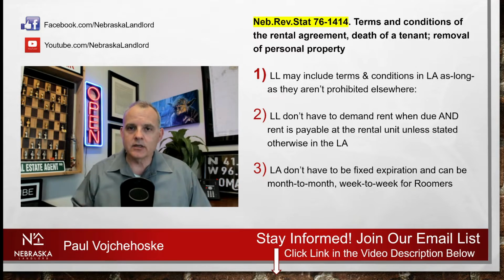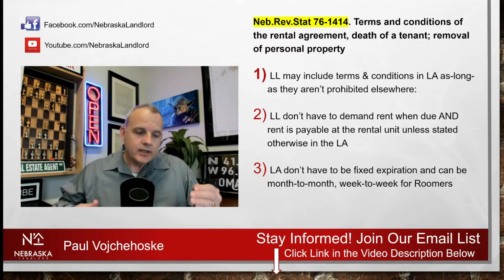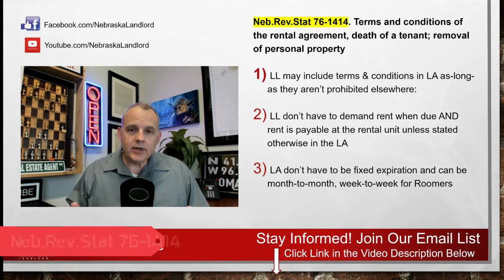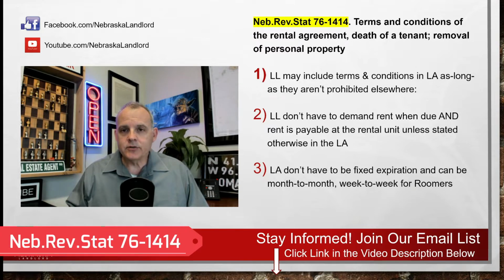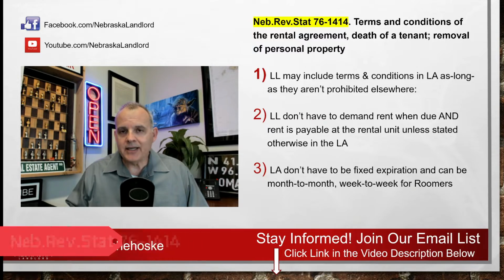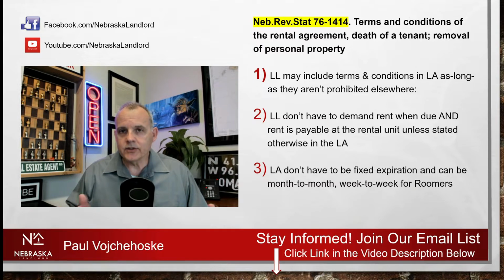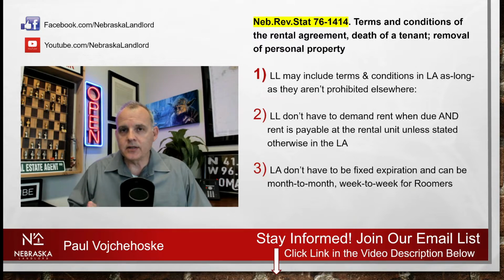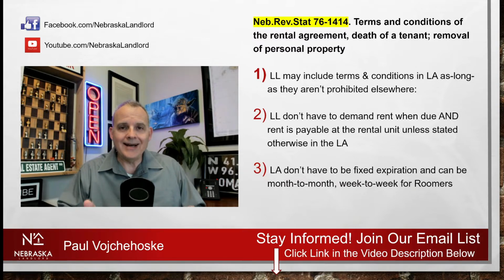We're continuing our series going piece by piece over the Nebraska Landlord Tenant Act. And today we're going to deal with Nebraska Revised Statute 76-1414. And basically this part of the statute covers two things. Number one, what can a landlord put in a lease agreement? And number two is, what happens if a tenant dies? There are some things that the landlord can do to deal with that tenant's personal property when they die in that rental unit.